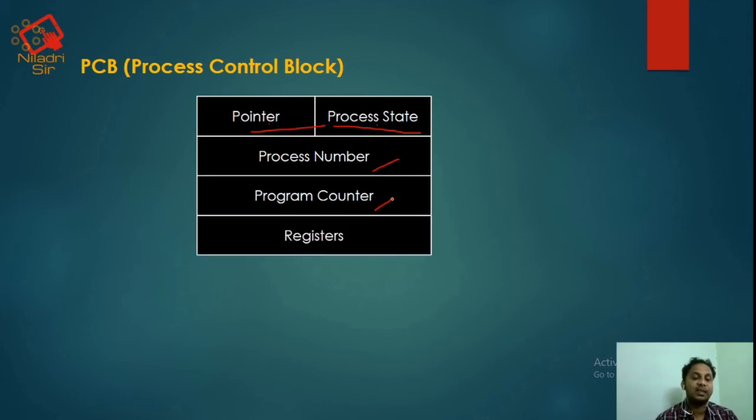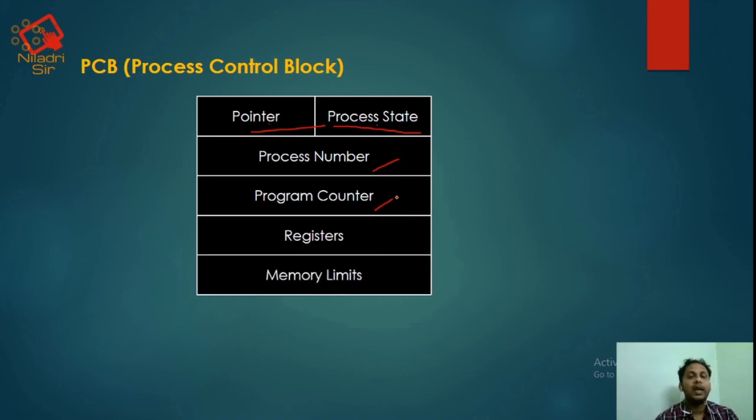Next is registers. Registers are nothing but small storage sections, which are required to store things like the accumulator. So it is basically used to store small data which is required by the operating system.